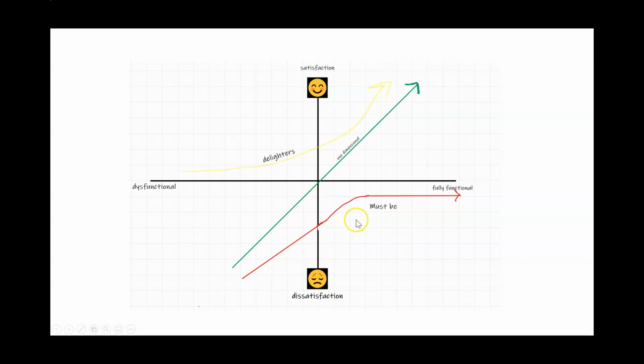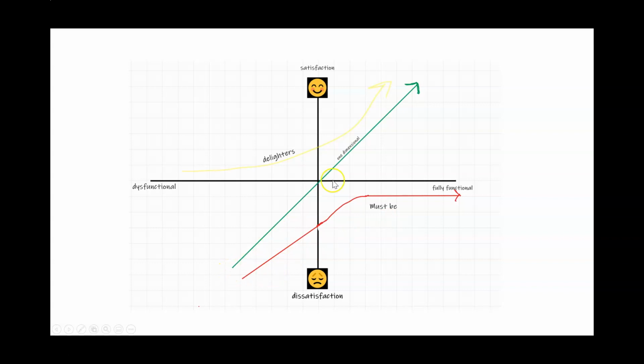This red line is called the must be. These are items in your product or service that have to exist for you to be in business. They just have to be. Otherwise, your customers will not even consider you.